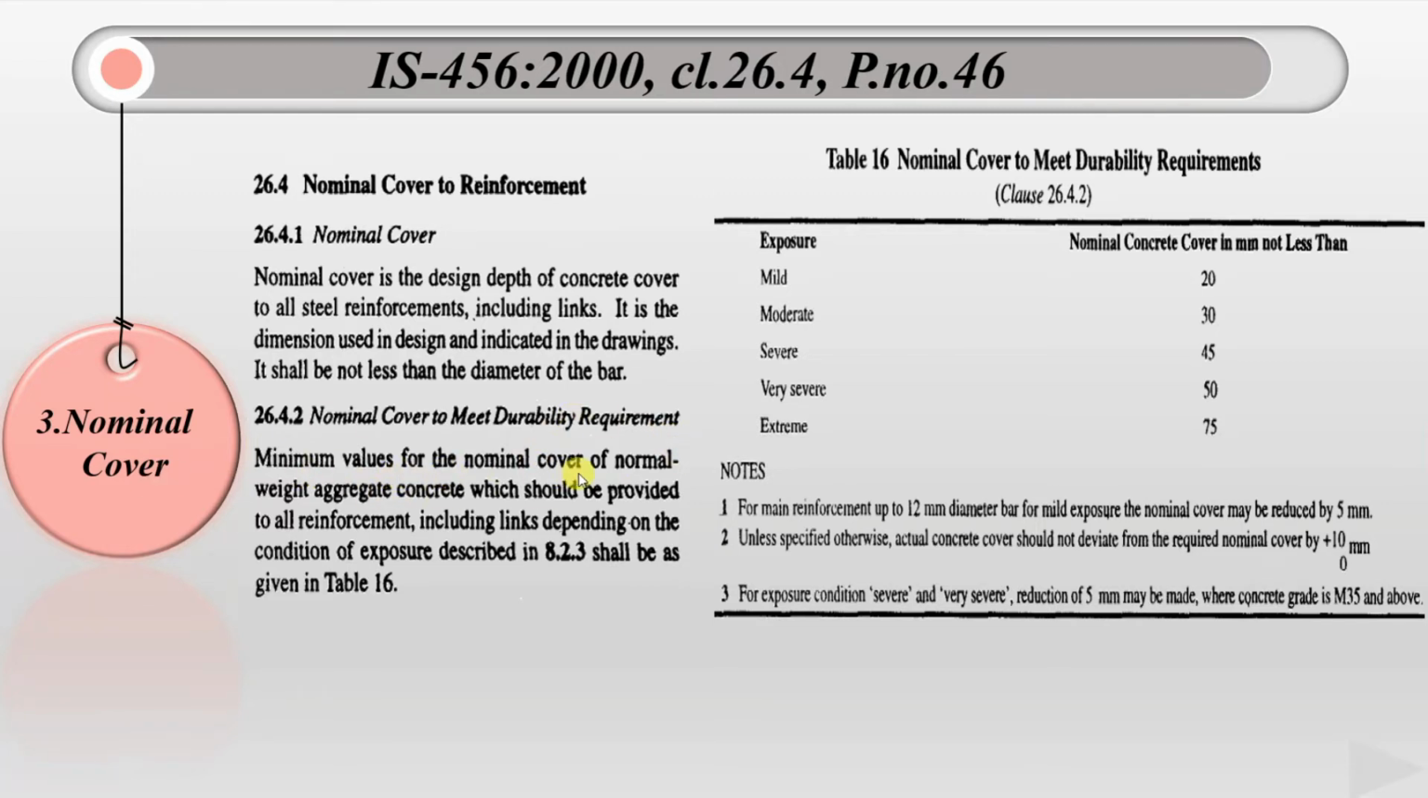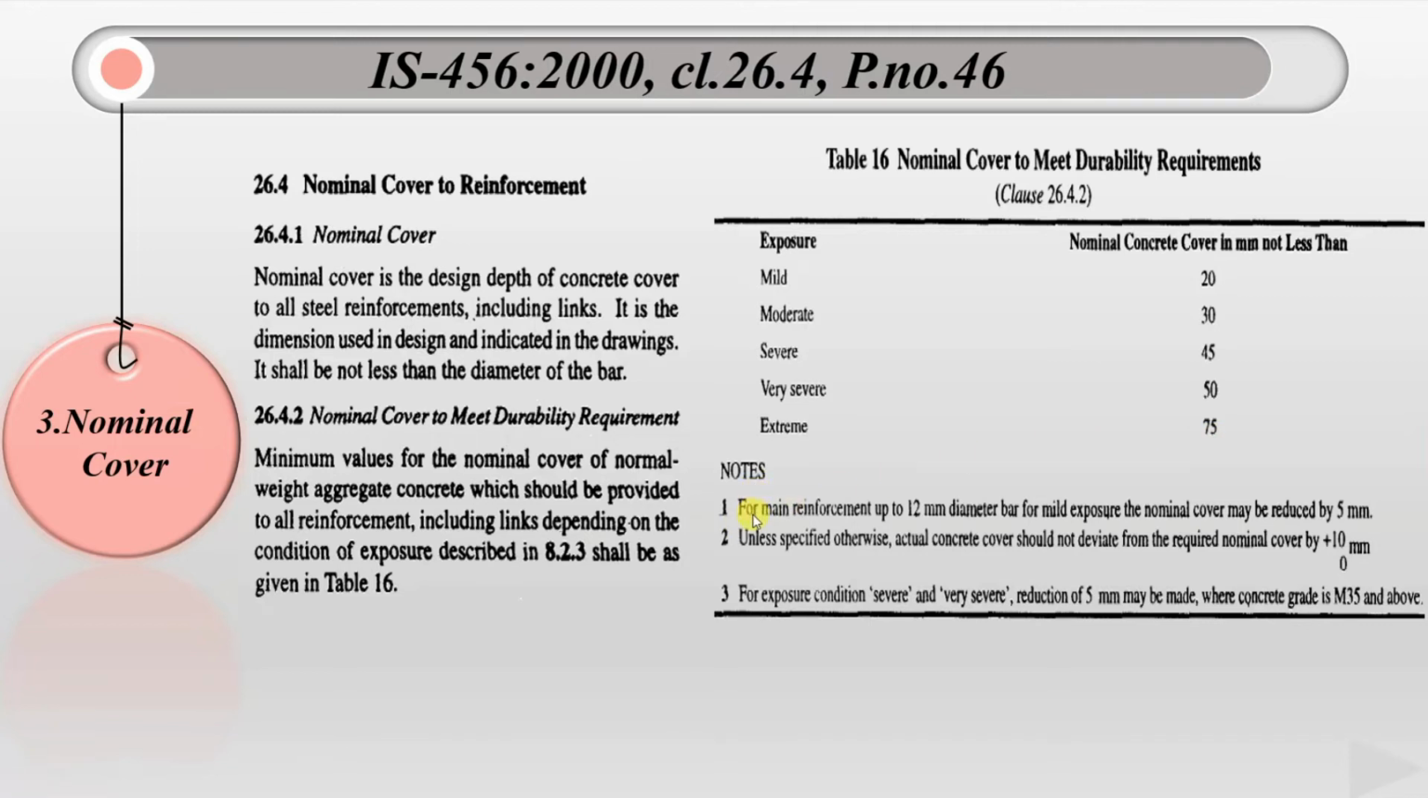Minimum values for nominal cover of normal weight aggregate concrete, which should be provided to all reinforcement including links, depend on the condition of exposure described in 8.2.3. So here, nominal cover to meet the durability requirement: for exposure mild, 20 mm; moderate, 30 mm; severe, 45; very severe, 50; extreme, 75.